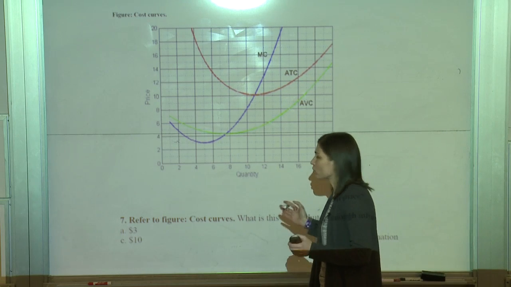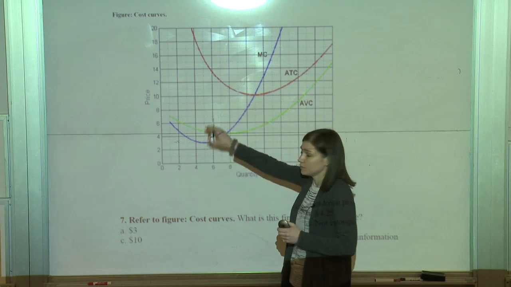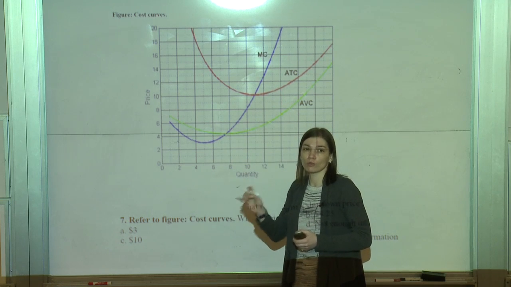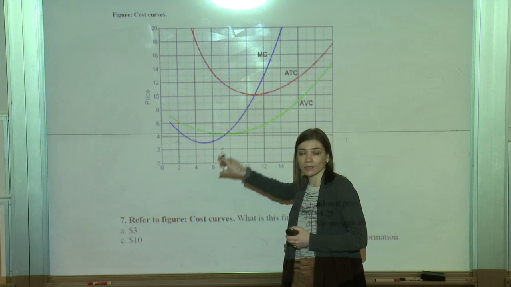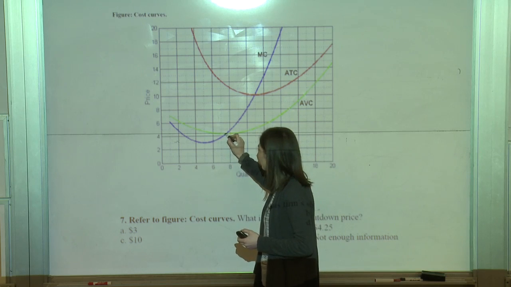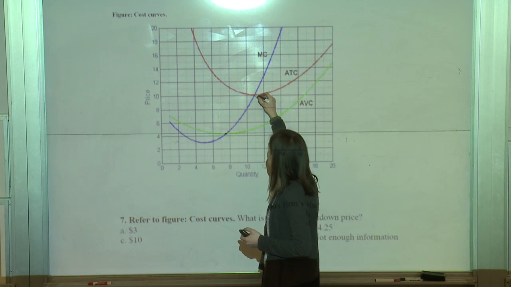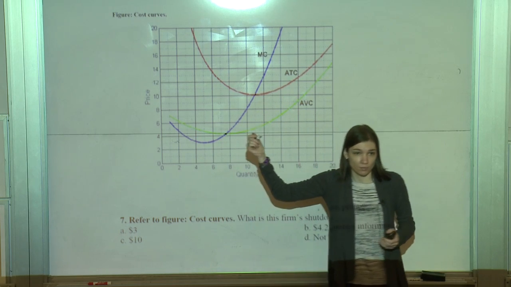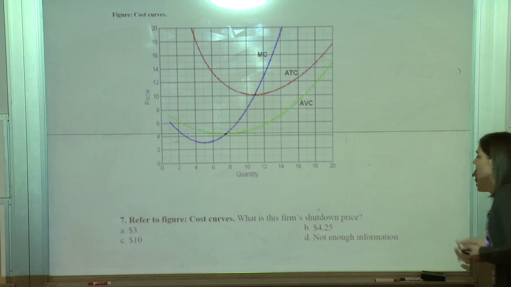So a couple of things to note. When you have average variable and average total cost, the marginal cost curve is always going to intersect those curves only once, and that's at the minimum of both of them. So the marginal cost curve intersects the average variable once at its minimum, and it intersects the average total at its minimum. That's always going to be the case. What is going to be the shutdown price?